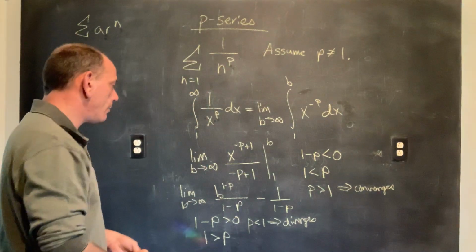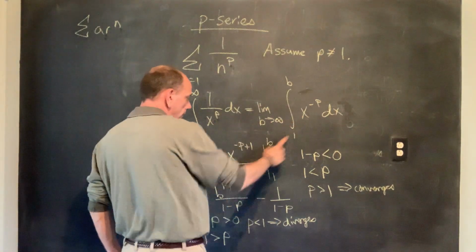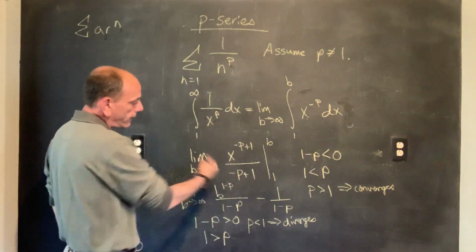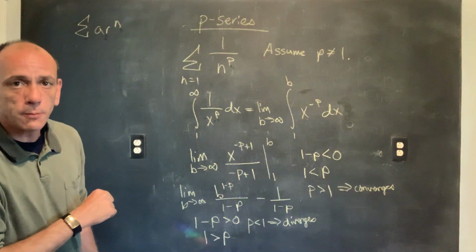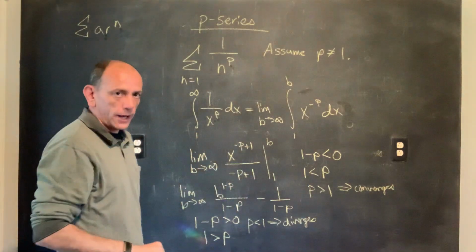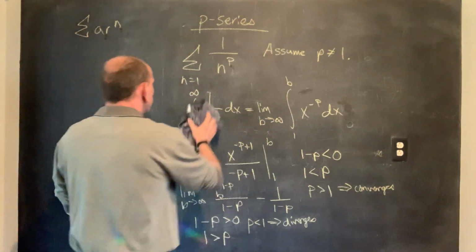Now, we had to worry about the fact that p wasn't 1 in 2 different places when we were doing this integration using the power rule, because it would have failed, and also here because we would have had to divide by 0, 1 minus p. Okay, so there were 2 reasons why we had to eliminate the p equals 1 case.